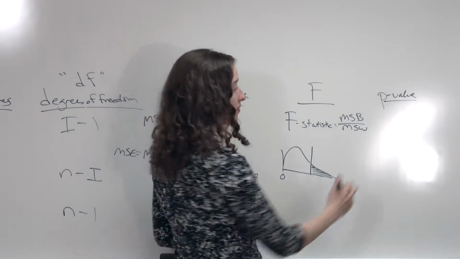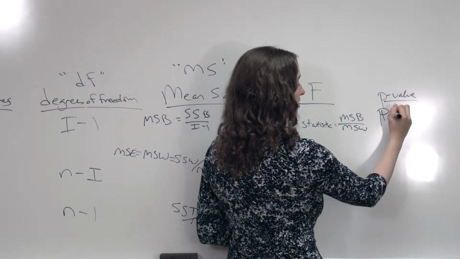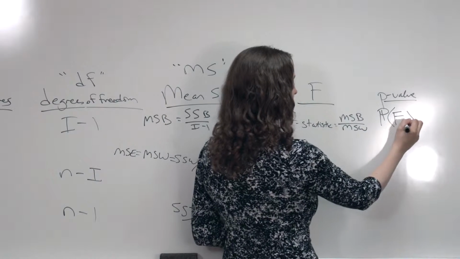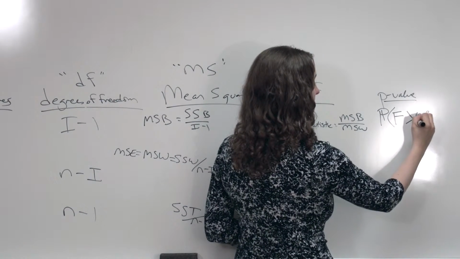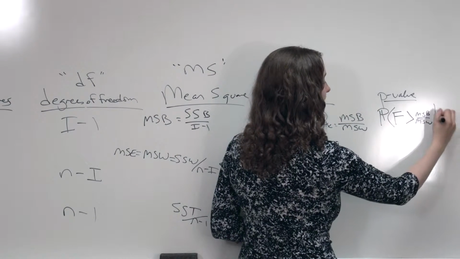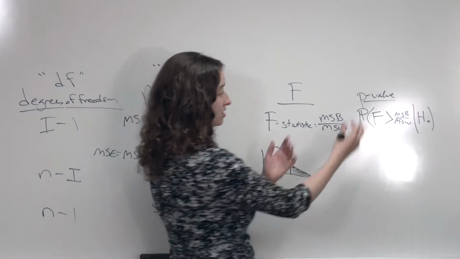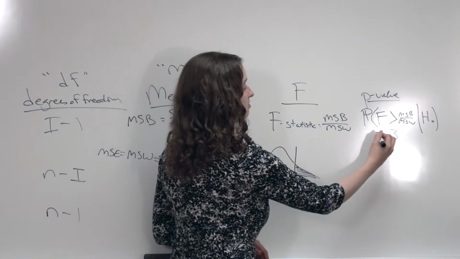What's the p-value? It's the probability that we would see an F statistic at least as big as what we actually observed given that the null hypothesis is true. When you look at your ANOVA output in some software, this is just going to be a number. This will be like 0.3. Maybe that's your p-value, for example.